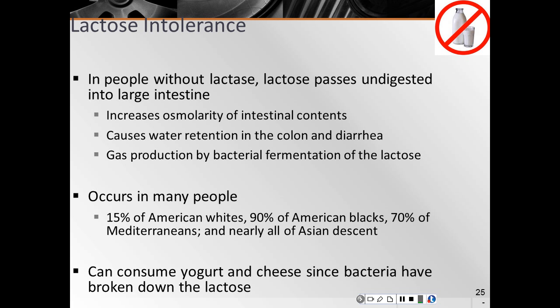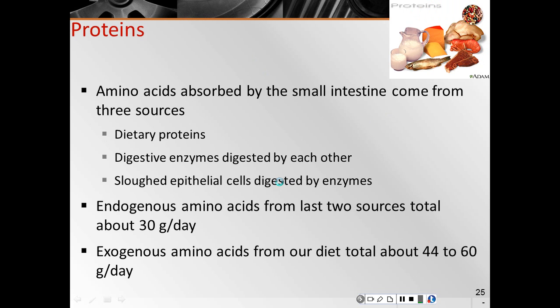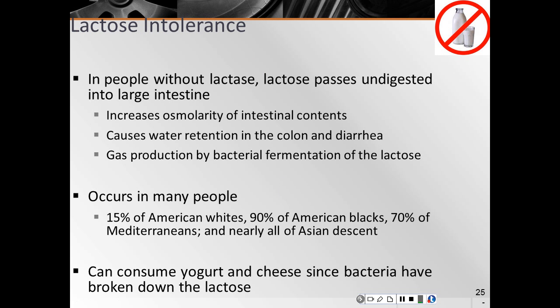Now, we do have gas production by the bacterial fermentation of the lactose. So don't forget, when we're dealing with lactose intolerance, we're dealing with individuals that are missing that enzyme lactase. Right here, lactase, because this lactase is there to break down this lactose. So it's going to go into the intestines without being broken down. Now, it occurs in many people. Approximately 15% of American whites suffer from lactose intolerance, 80% of African Americans, 70% of Mediterraneans, and nearly all of Asian descent.